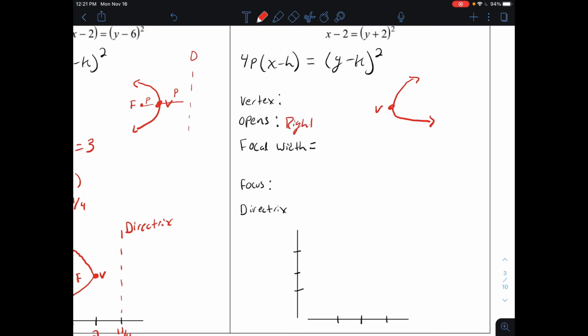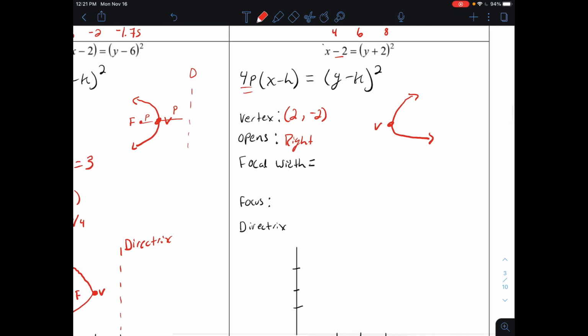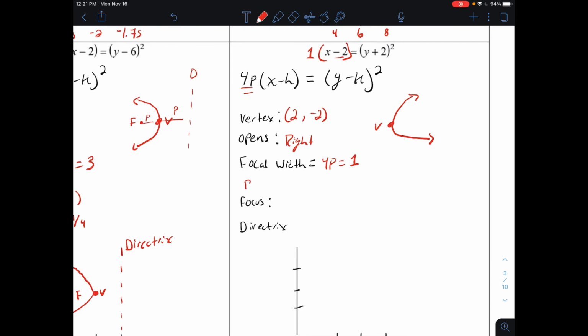Now from here, we will identify our vertex. Our vertex, when it's written in this form, would have an x value of 2 and a y value of negative 2. The focal width would be 4p. Now it's not technically written as factored, but really there's a 1 right there, which means that 4 times p is equal to 1. My focal width is 1 unit. Now we can solve for p to help us find our focus and our directrix. P is going to be equal to 1/4.